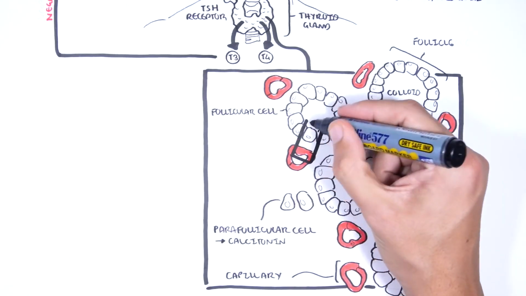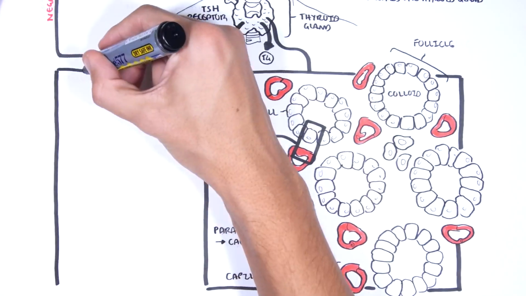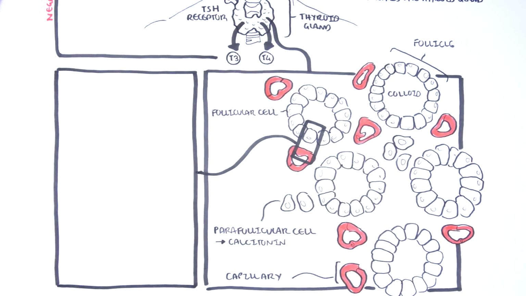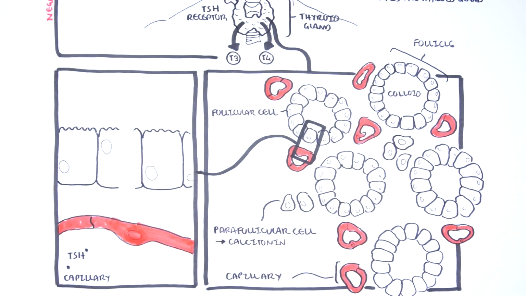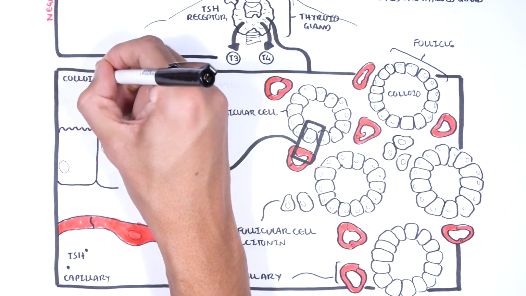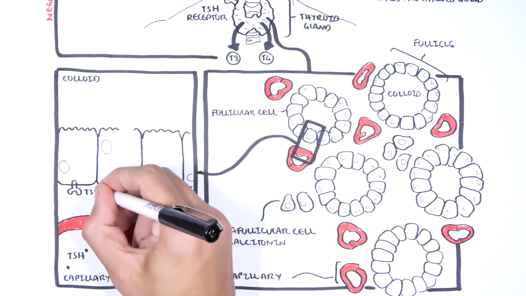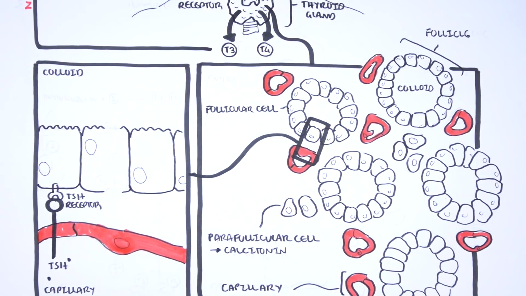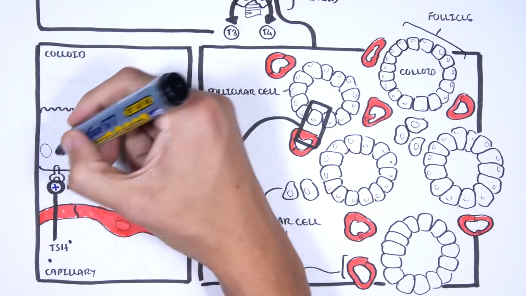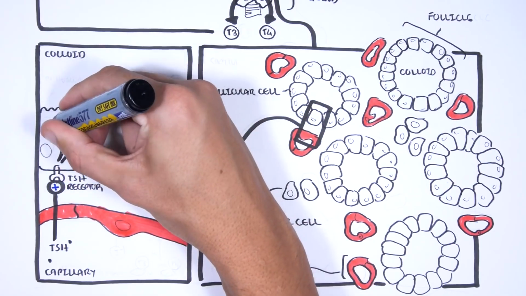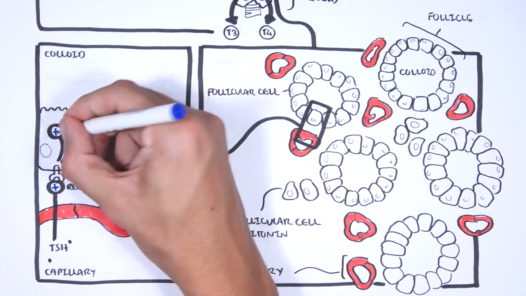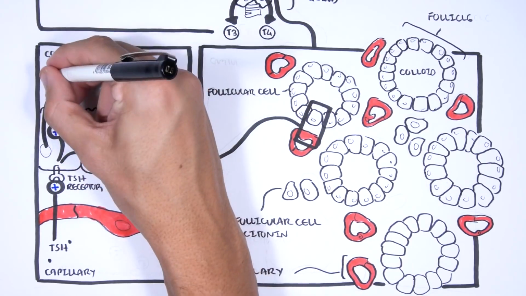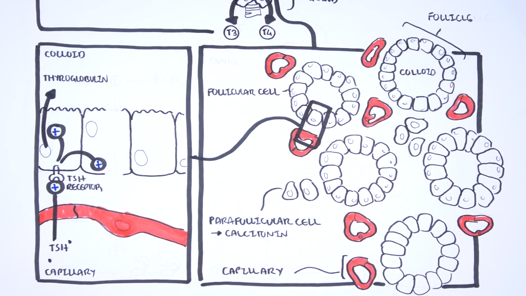Zooming closer now at the interaction between the capillary and the follicle, the capillaries, of course, bring thyroid-stimulating hormone to the area. The inner part of the follicle is the colloid, the center. On the follicular cells, you have thyroid-stimulating hormone receptors. When thyroid-stimulating hormone reaches the thyroid follicular cells, it binds to thyroid-stimulating hormone receptors, causing a number of things. Firstly, it will stimulate thyroglobulin production. Thyroglobulin will enter the colloid. Thyroglobulin contains tyrosine groups, which are important in making the thyroid hormones.